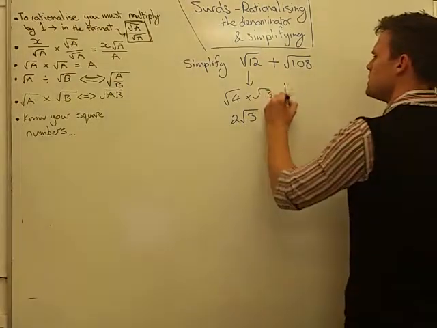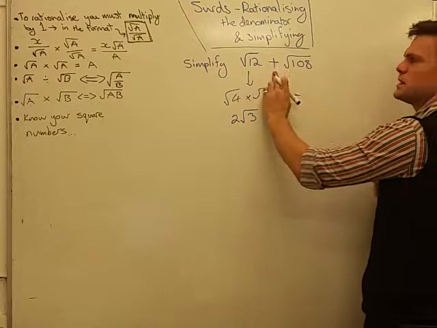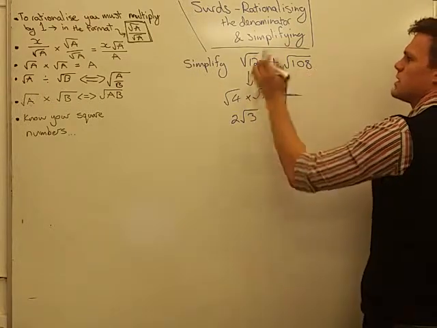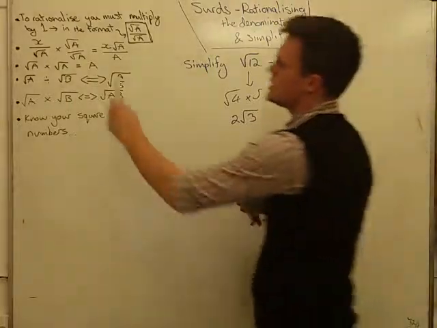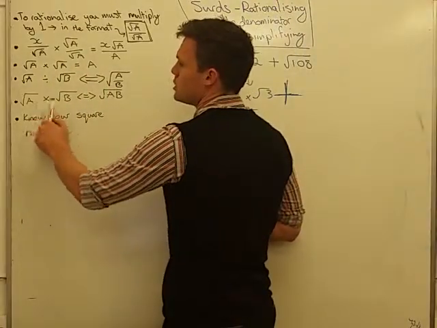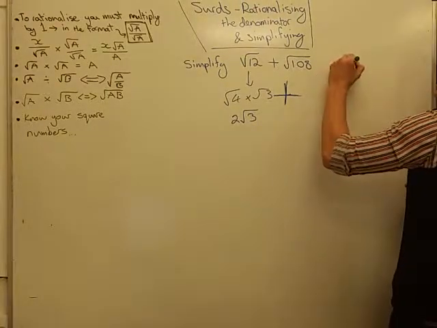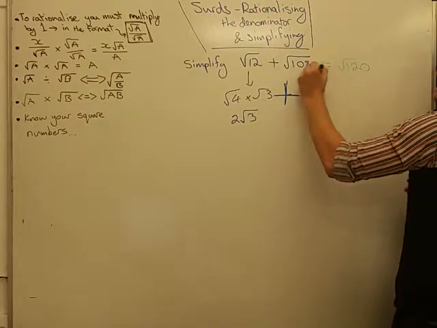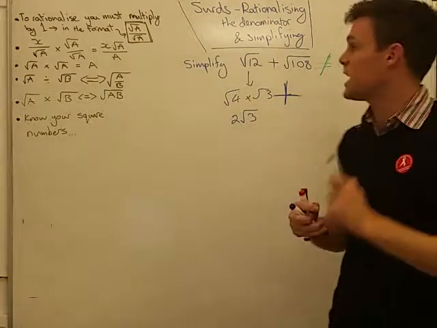So I'm going to keep this plus sign here. Now, the main problem here is that people forget that that's plus, and they just go 108 plus 12, and they end up with root 120. This only applies to multiplication. Do not tell me that that is equal to root 120, because it is not at all equal to it. Please be careful of that.